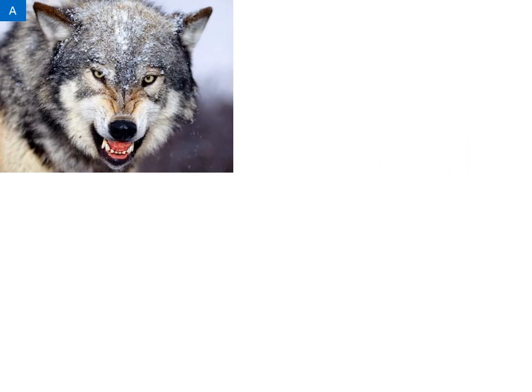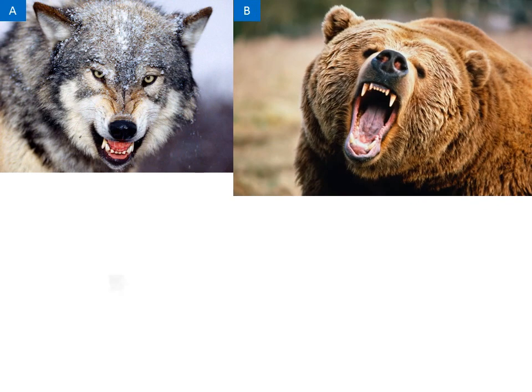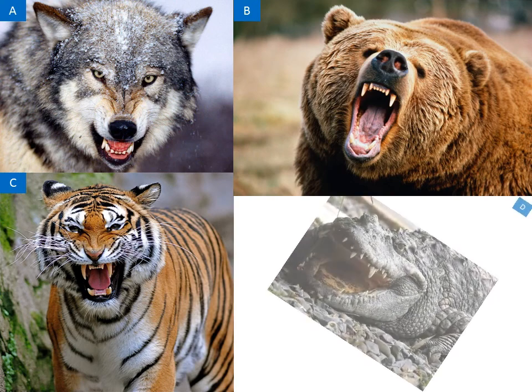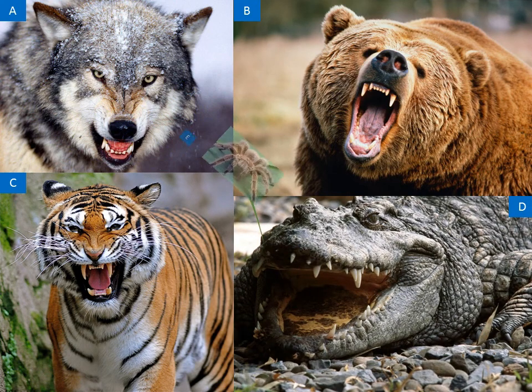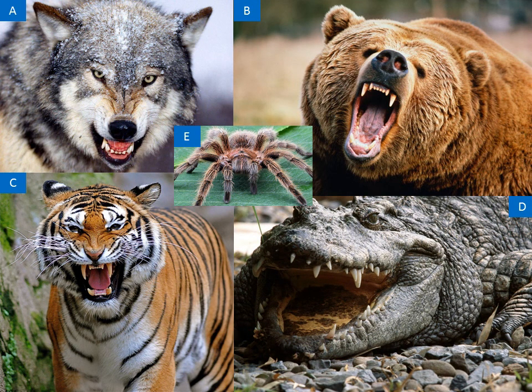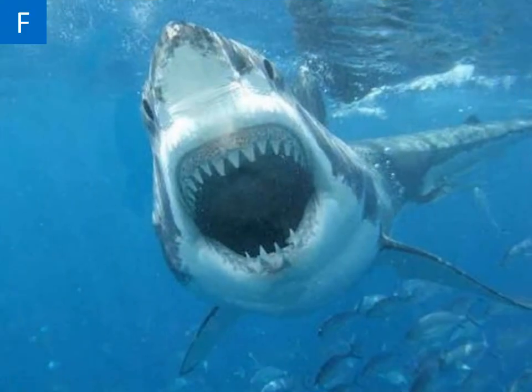Now, there could be some other dangers outside. For example, encountering dangerous animals such as a wolf, or a bear, or a tiger, or a crocodile, a tarantula, even a shark. I am going to give you some exercises on Classroom. I want you to go and check the exercises using the expressions that we just learned.